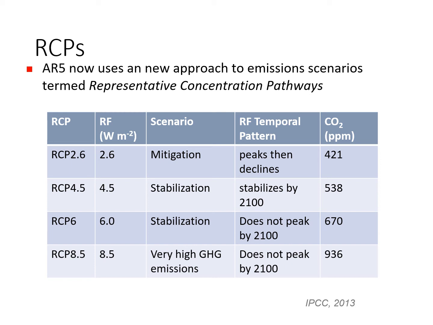2.6, right? Do you remember what the concentration of carbon dioxide in the atmosphere is today? If you said 414 parts per million, you're correct. The last column indicates an RCP 2.6. We want to have carbon dioxide at 421 parts per million by 2100. This is becoming an increasingly difficult challenge.